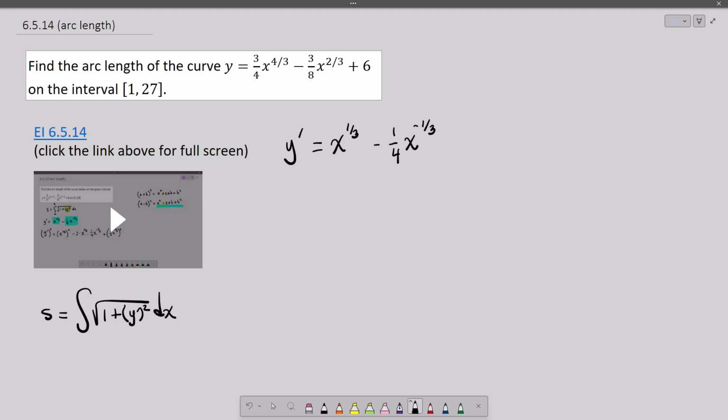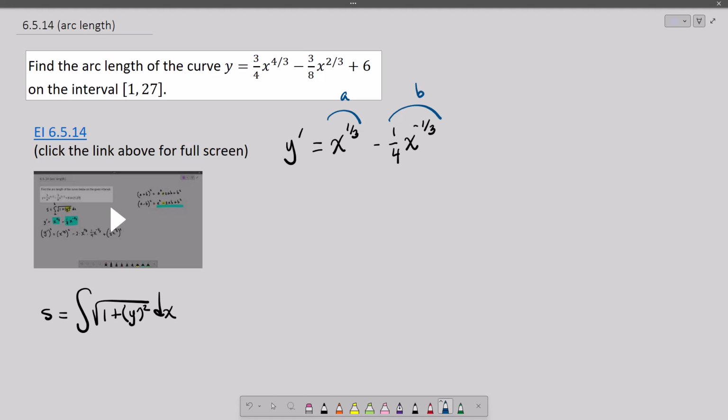And we know that with arc length, we need to get y prime squared. And so here's the part where you want to be patient. You think of this piece right there as a. You think of this piece, not including the minus, as a. B is to the right of the minus. That's b.